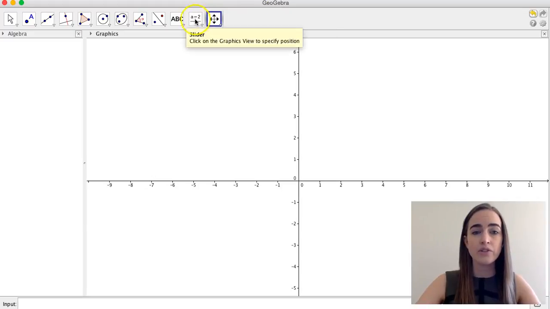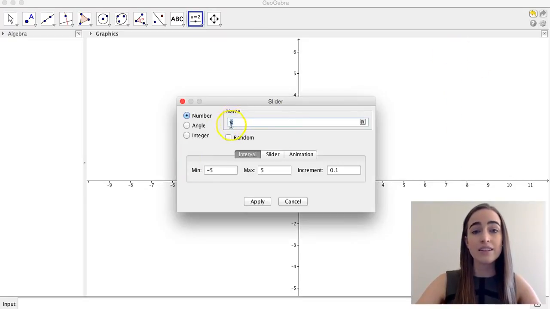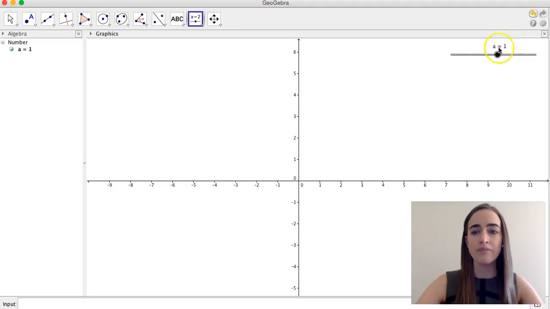So the first thing I want you to do is press on this button here that says slider, just over in the corner here somewhere. Now our slider is going to be named a, and we want it to have a minimum value of -10 and a maximum of 10. So change those, press apply, and this slider will appear up here. If we grab that, we can change the value of a anywhere between 10 and -10. So we'll just put it back at 1 for a second.